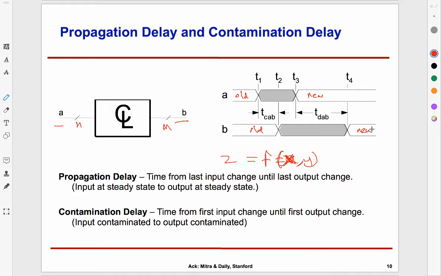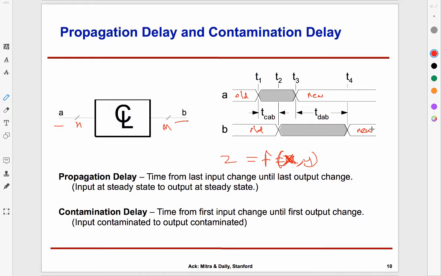The bits, some bits have changed, some haven't. So the value is really neither old nor new, it's something else. So what we have really are some definitions. T sub 1 is the time at which the input signal A began to change, one or more of its bits changed. And T3 is the time at which all bits of A had settled to a new value.